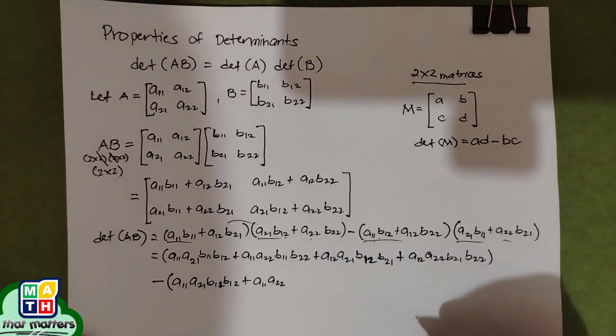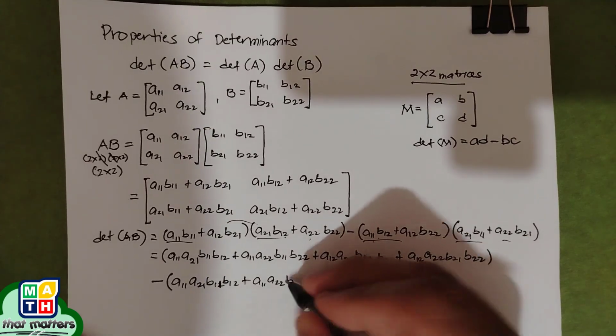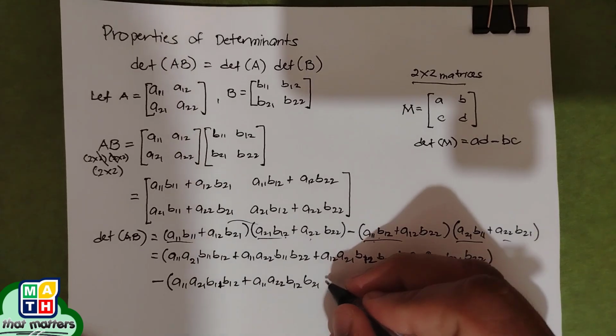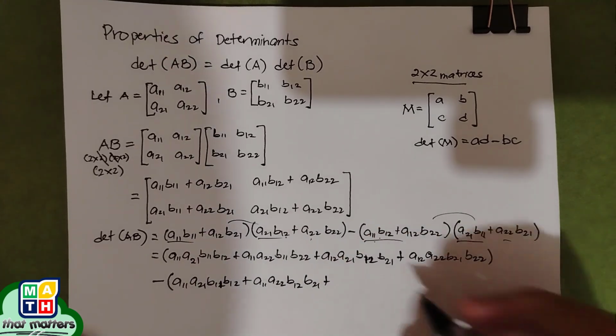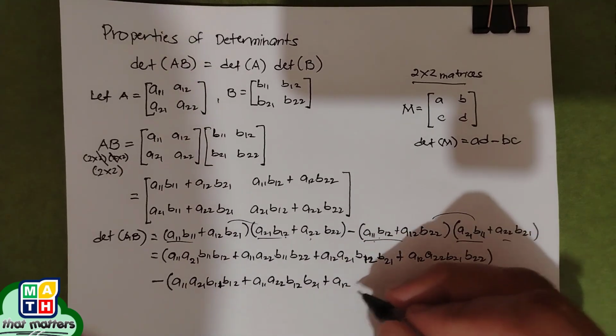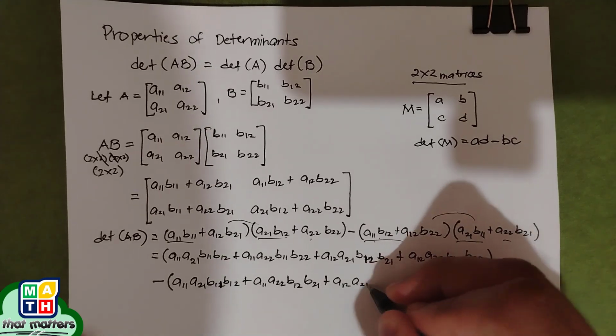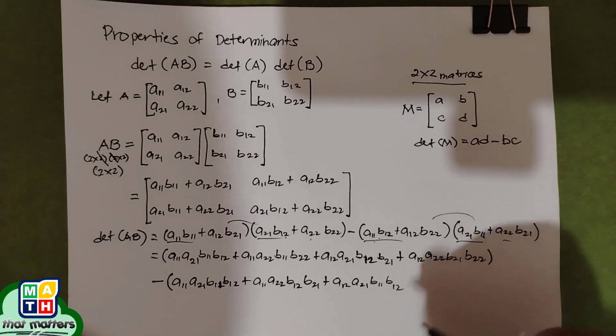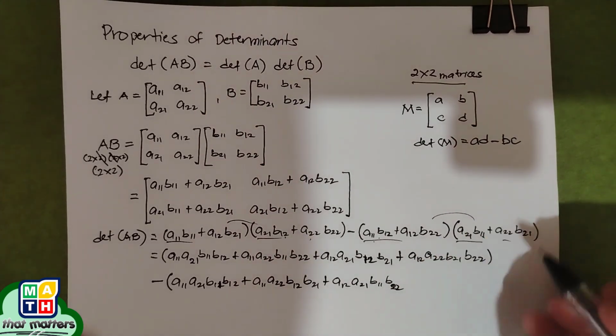A11, A22, B12, B12, and B21. Plus, we have the inner, A12, A21, B11, and B12. Sorry, B22.